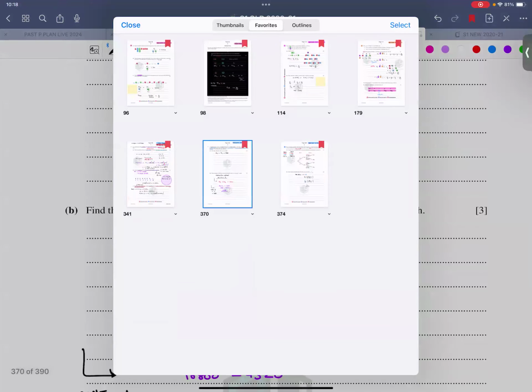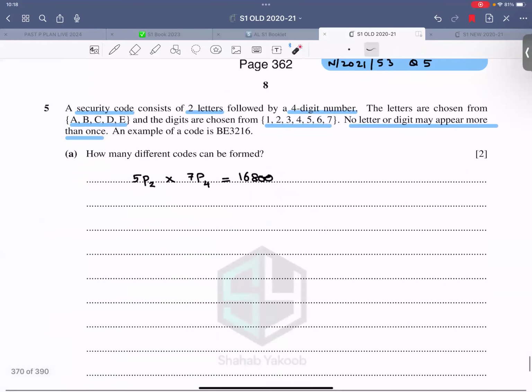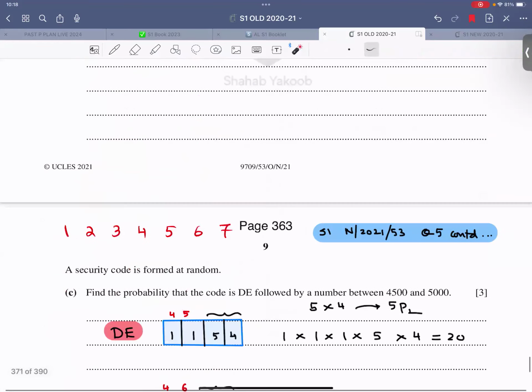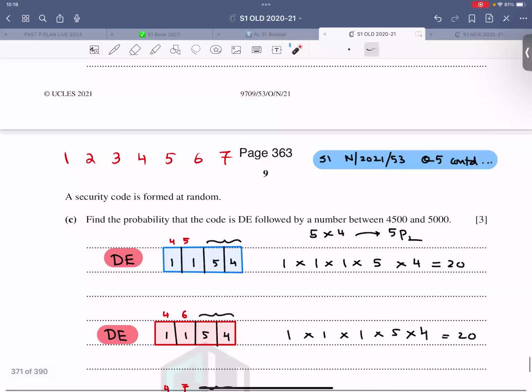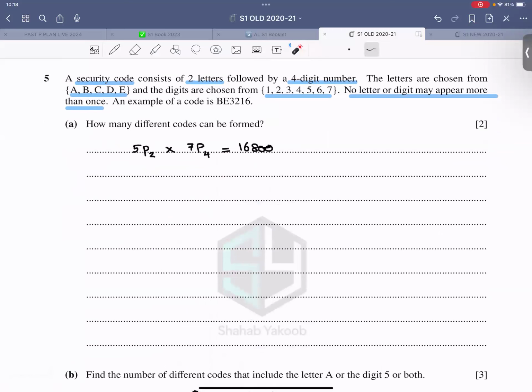Now let's look at this one. What is it? This is a permutation combination, a coding question, a question related to numbers. I think there are 2 pages to it. Yes, so I've marked both the pages. Now the question says a security code consists of 2 letters followed by a 4-digit number. The letters are chosen from A, B, C, D, E, so 5 choices for the letters. We are choosing 2. And the digits are 1, 2, 3, 4, 5, 6, 7. Out of 7, we are choosing 4. No letter or digit may appear more than once. An example is this. How many different codes can be formed?